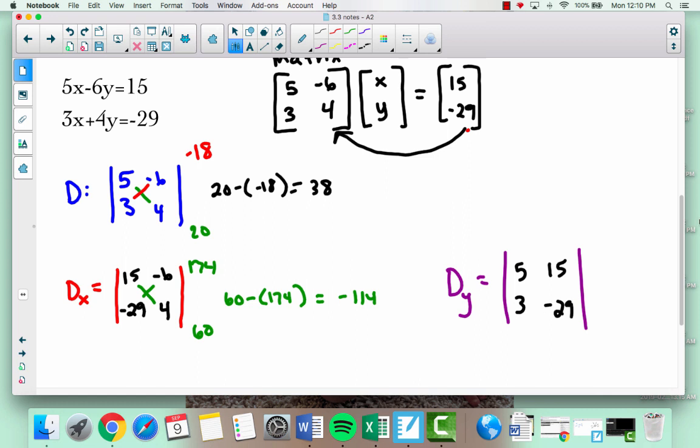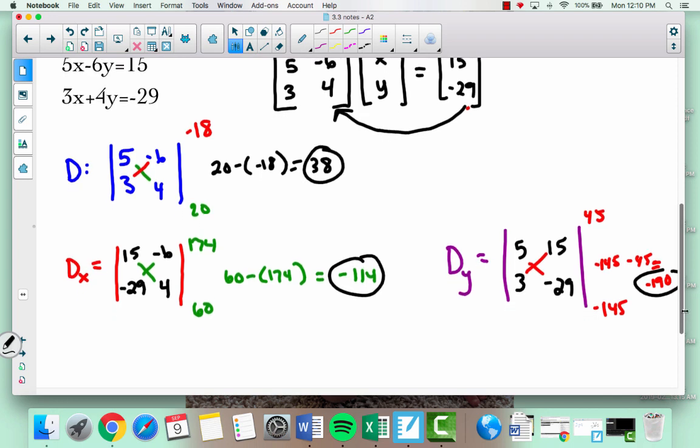So still doing a determinant. So if we do our diagonals, 5 times negative 29, that's negative 145. And then 3 times 15 gets us 45. Go ahead and subtract. Negative 145 minus 45 is going to get you negative 190. So now we have three determinants here. We have the original, we have the x, and we have the y.